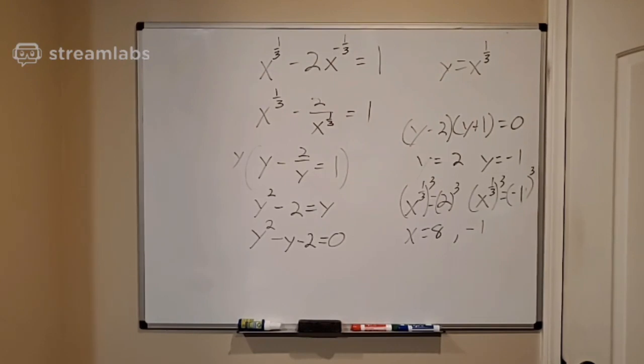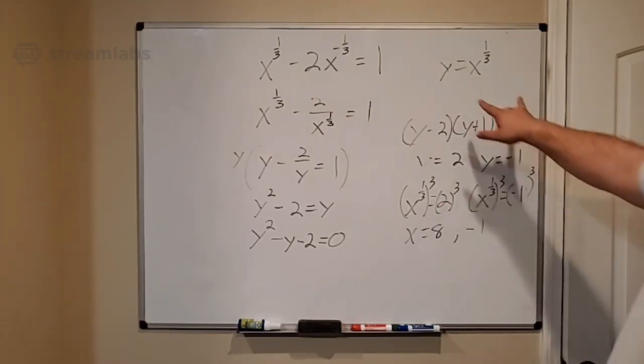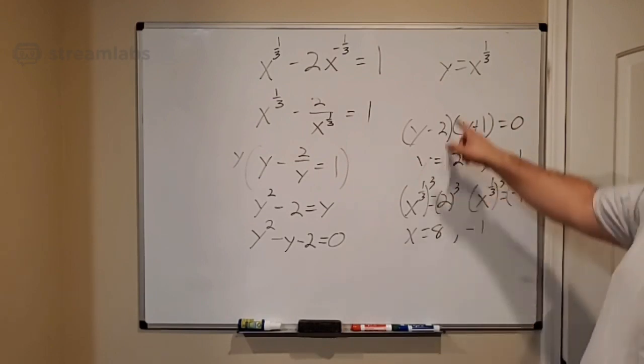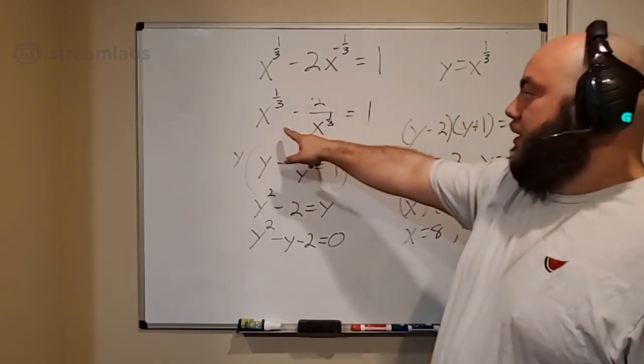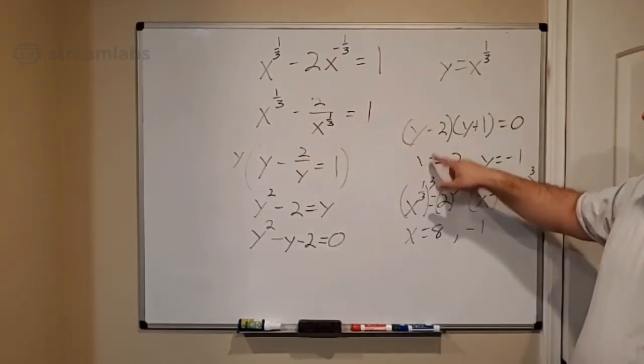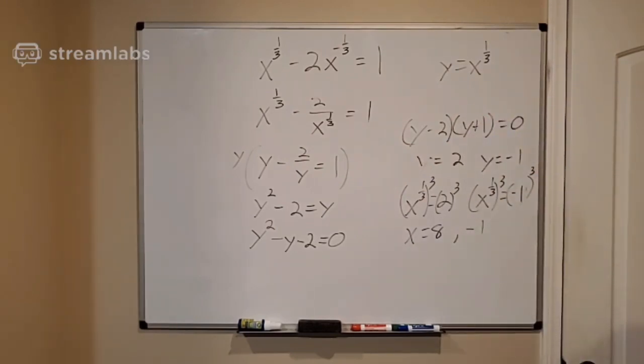Wait, can you explain what you did after you found the y values? I switched back out the y. So you mean after y equals 2 and y equals negative 1? Yeah. So we have to switch back to our original variable. We basically reverse the substitution. The first thing we did was change x to the 1/3 to y. Now we go back and change y back to x to the 1/3. Any other questions?